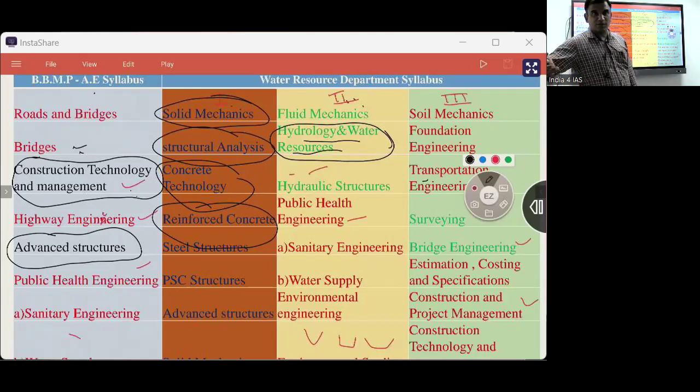In this you will study railways, as I told, gauges, so types of rails.